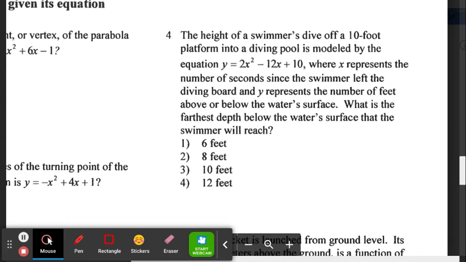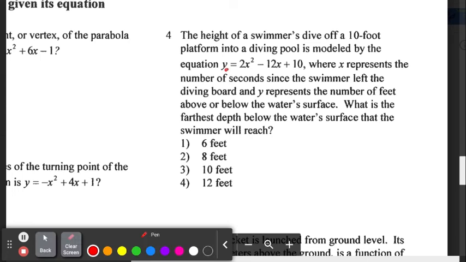The height of a swimmer's dive off of a 10-foot platform into a diving pool is modeled by this equation. Y equals 2x squared minus 12x plus 10. X represents the number of seconds since the swimmer left the diving board, and Y represents the number of feet above or below the water surface. What is the farthest depth below the water surface the swimmer will reach?